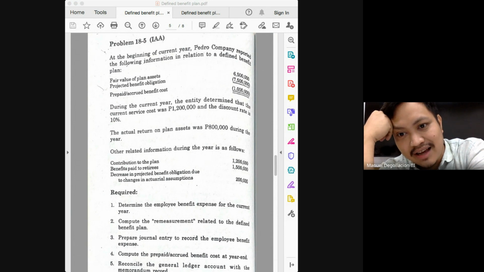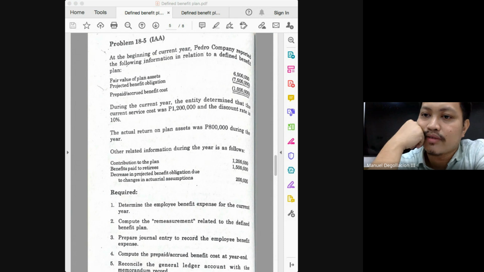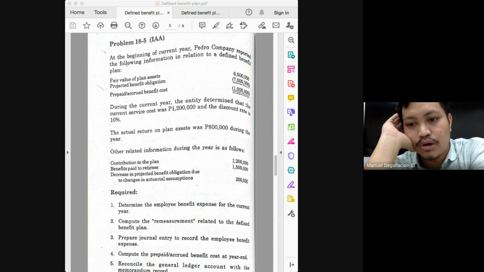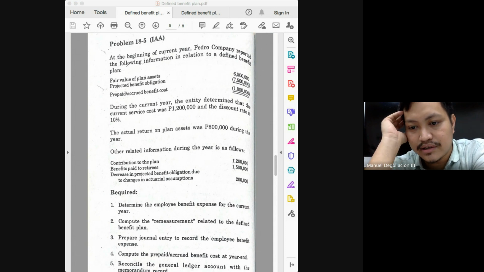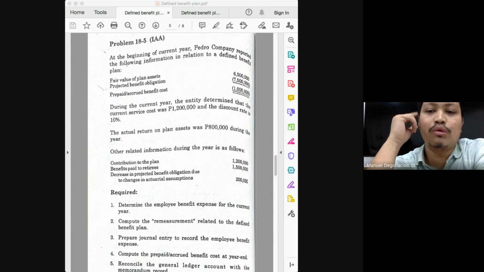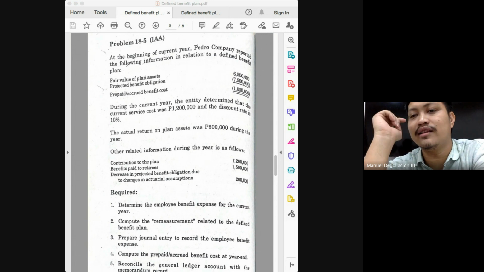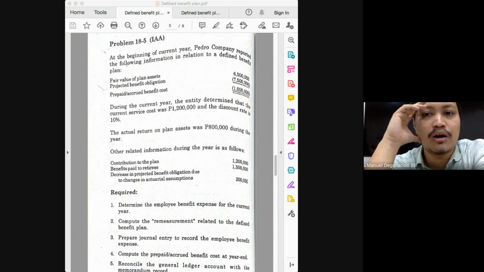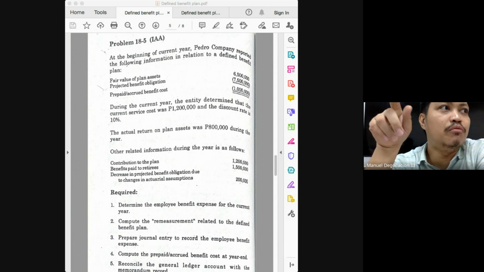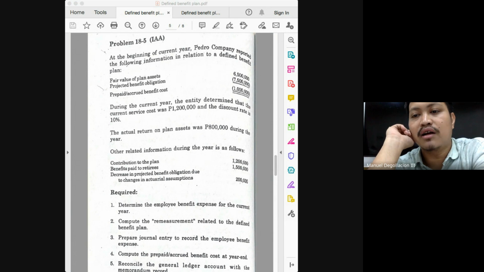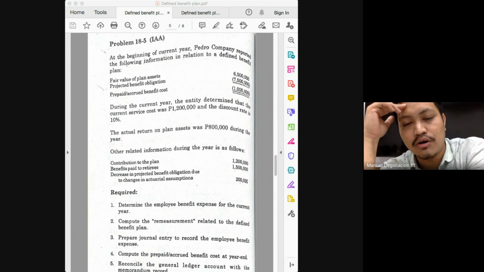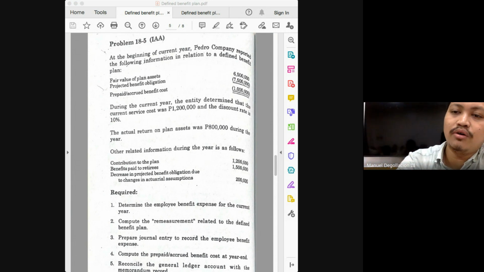Okay, do we have any asset ceiling? No, not yet. Okay, so we will have how much? 1,200,000 plus 750 minus 650. Or what was our alternative solution in getting your net interest, class, if there is no asset ceiling? Get your beginning prepaid or accrued benefit cost. How much is your beginning prepaid or accrued benefit cost? 1 million. You multiply this amount by the discount rate of 10%, and then you will have the 100, and that is your net interest if there is no asset ceiling.